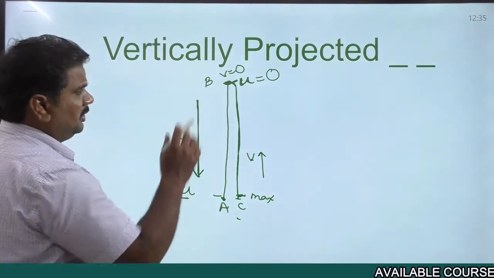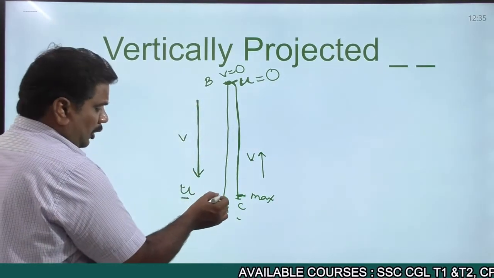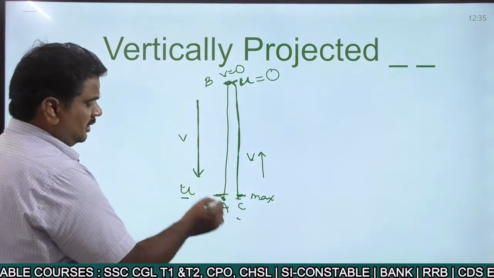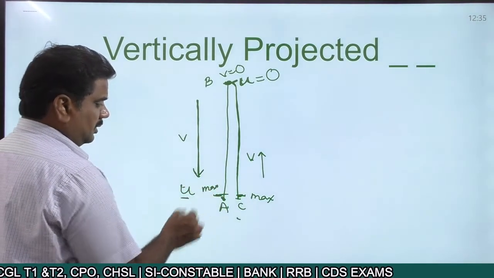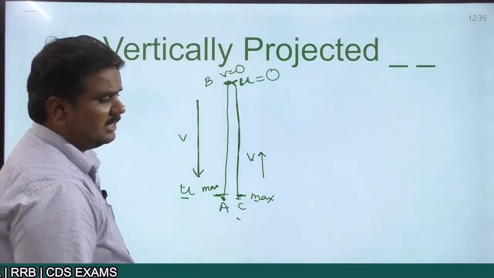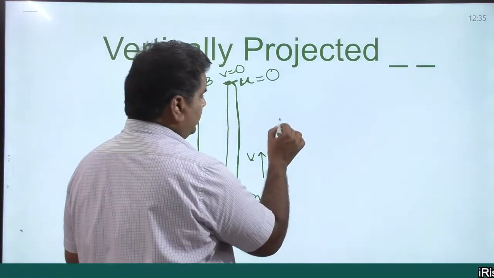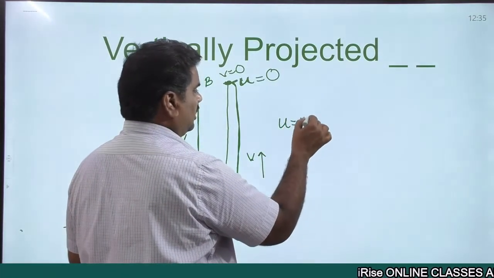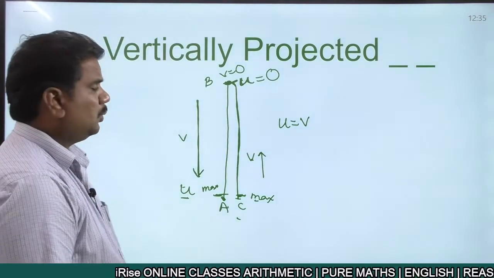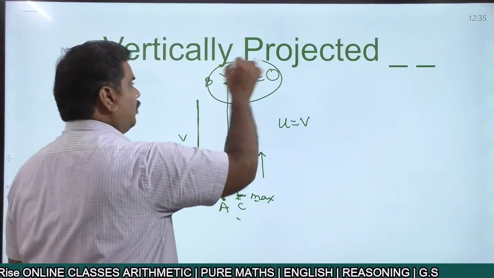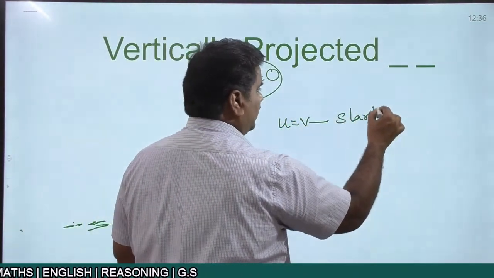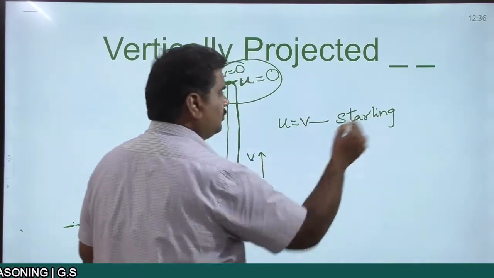So, in the case of a vertically projected object, the moment the object is released from the hand, from the surface, it has maximum velocity. And just before it touches the ground, again it has maximum velocity. In simple terms, we say that in the case of a vertically projected object, the initial velocity and final velocity both will be the same at the starting point.